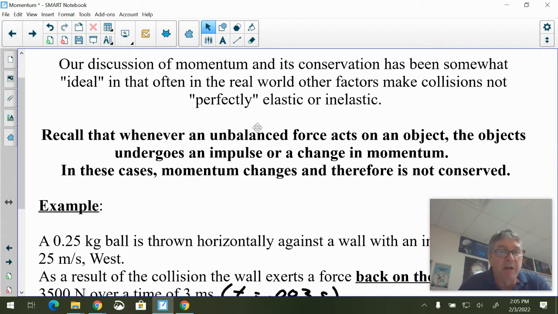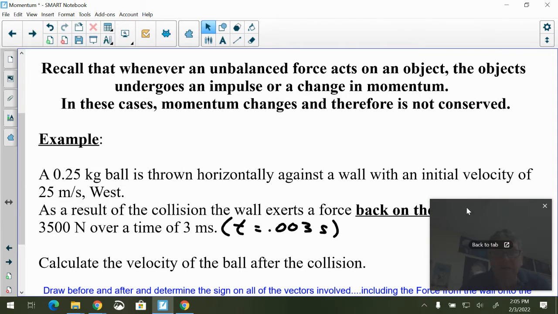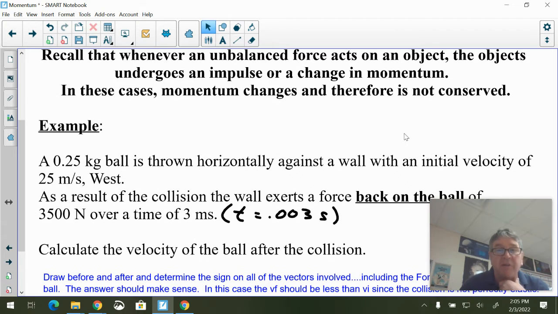So remember, whenever you apply an unbalanced force to an object, the object is going to change its motion, change its velocity, and therefore change its momentum. So an impulse occurs. And again, we have to be careful with these problems. The one thing I mentioned before is that you have to be really careful with direction. Momentum is a vector quantity. If you don't treat it like one on these problems, you're going to get the problem wrong. So you have to be careful.